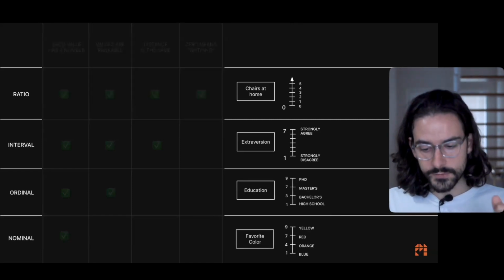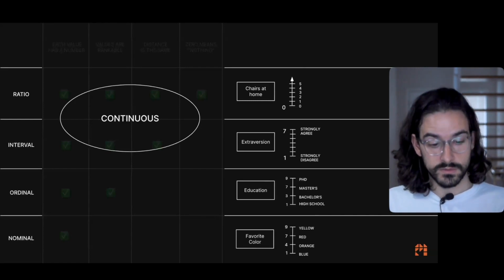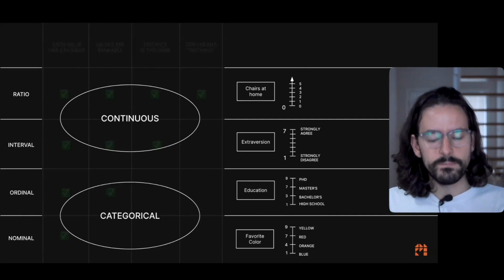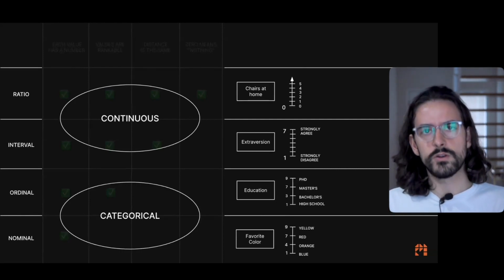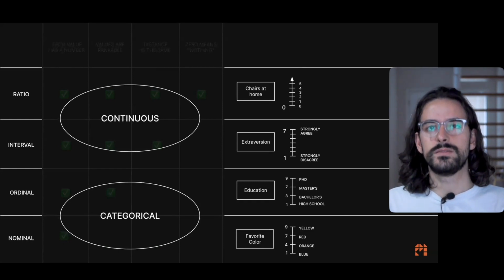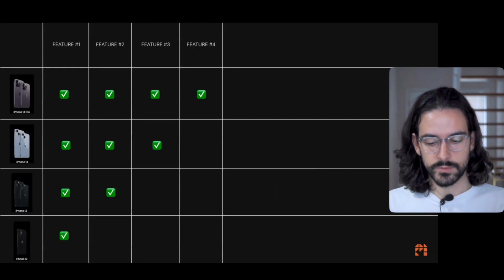Cool. So these are the 4 variables. The top 2 are continuous. We group them with this name continuous because they're very numerical. The bottom ones, ordinal and nominal, we call them categorical because we're dealing with categories and they're a little bit more limited in what we can do with them, as you would be able to tell.